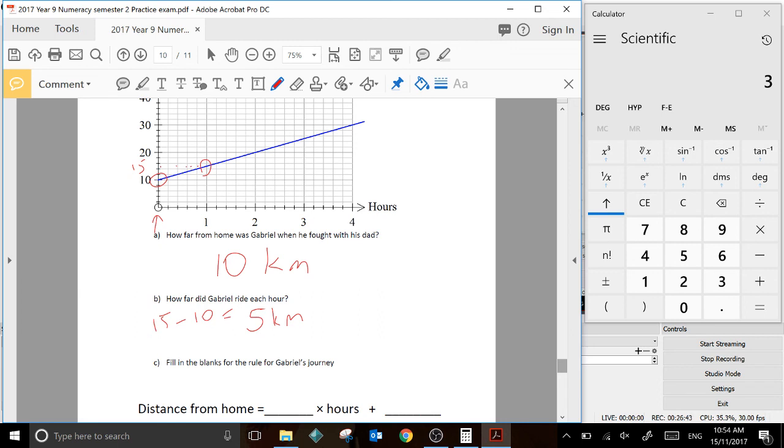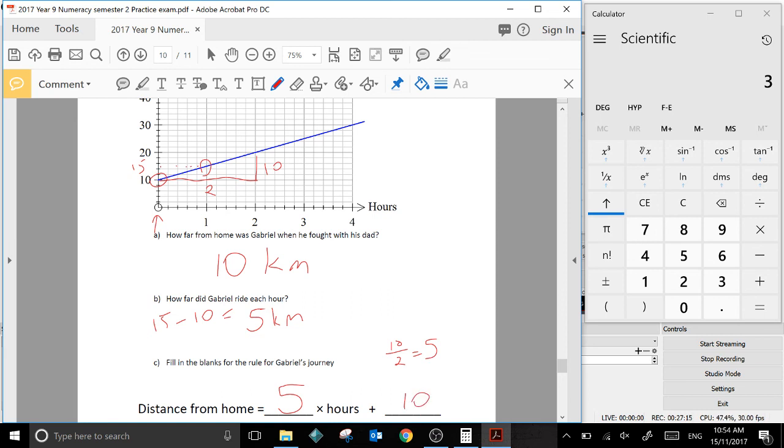Which leaves the last question, fill in the blanks for the rule for Gabriel's journey. So what we found with that previous question was actually the gradient. If we do rise over run, say from here to there, we're running across from 0 to 2, so run is 2, and our rise goes from 10 to 20, we go up by 10. So if I want to find my gradient, it's 10 divided by 2, which is 5. That's actually what we found in question B. So our gradient number is 5. That's the number that goes with the x. So 5 times the number of hours plus whatever the y-intercept is. And we can see from this one that it is 10.